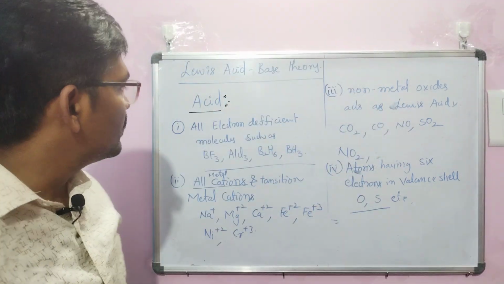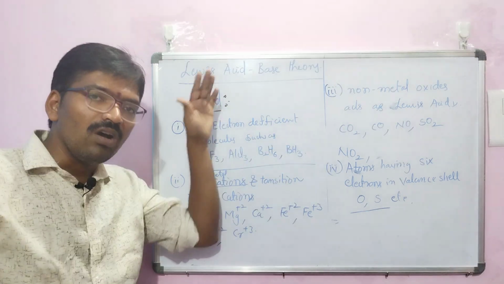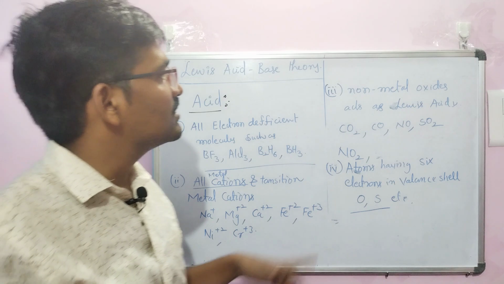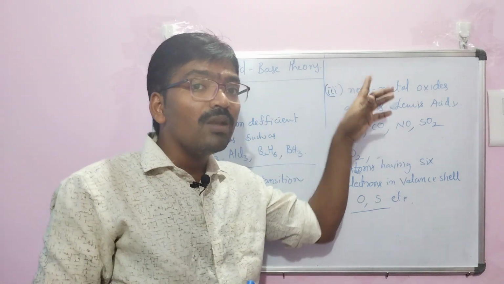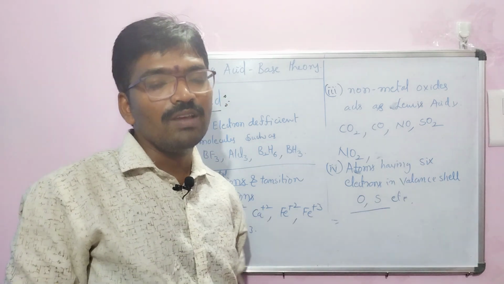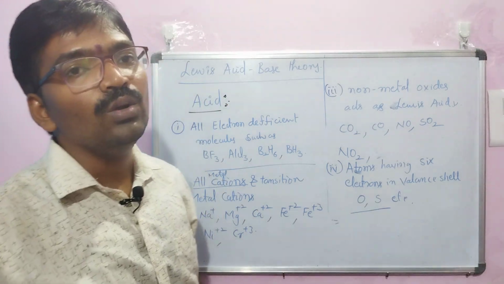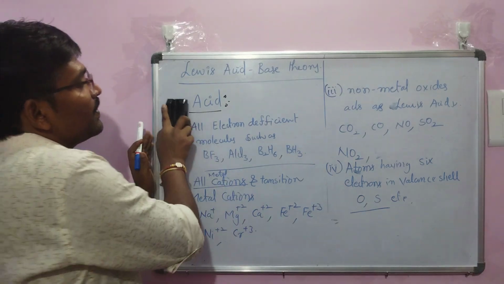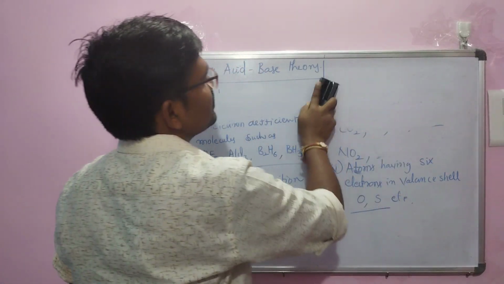So remember, all electron deficient species, all cations such as all metal cations and transition metal cations, then non-metal oxides, then atoms which have 6 electrons in their valence shell, act as Lewis acids. Now which act as Lewis bases, that we have to discuss.